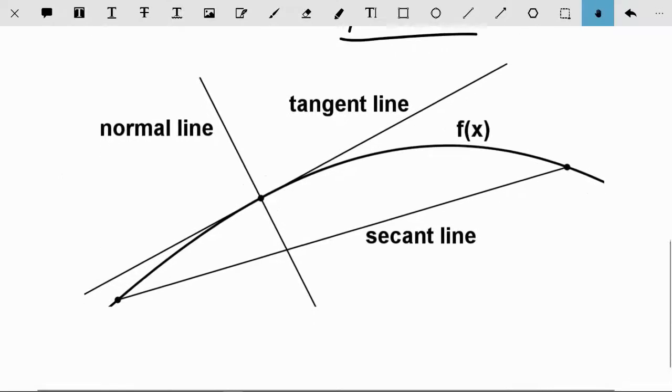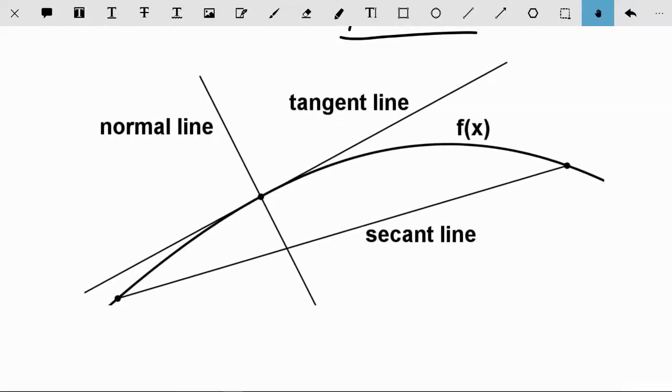Okay, so down below here, I've got a graph just going through some basic vocabulary again. So we just found a tangent line, and you can see the tangent line is tangent to my function f of x. We talked about a secant line. It's just 2 points on my function that are connected. And then the last thing is what we call a normal line.